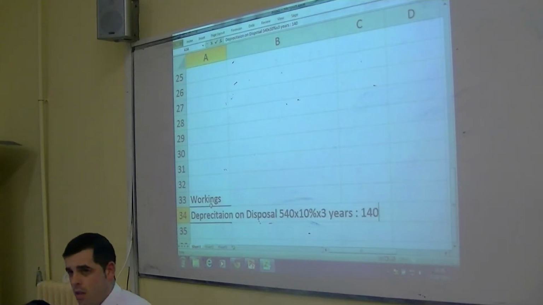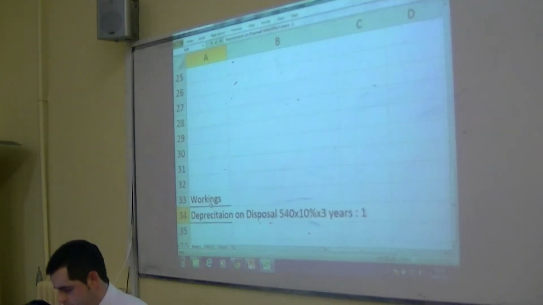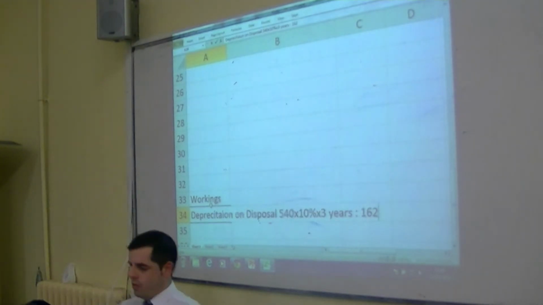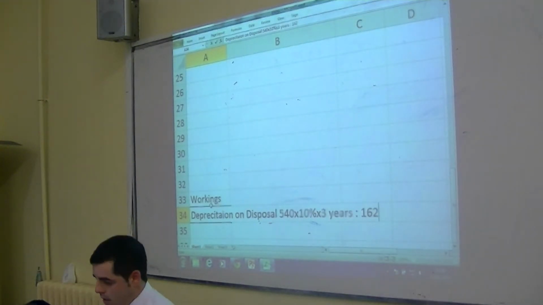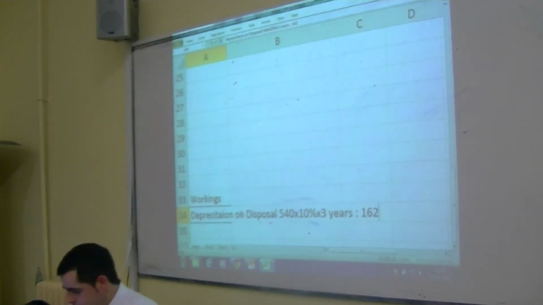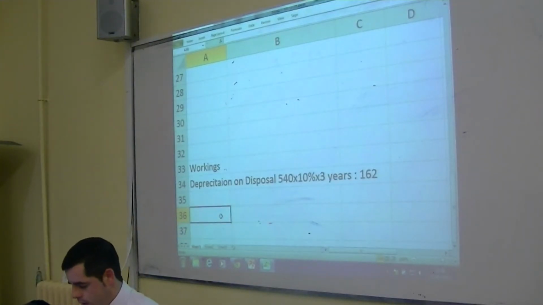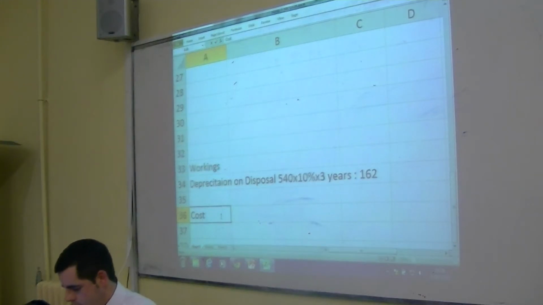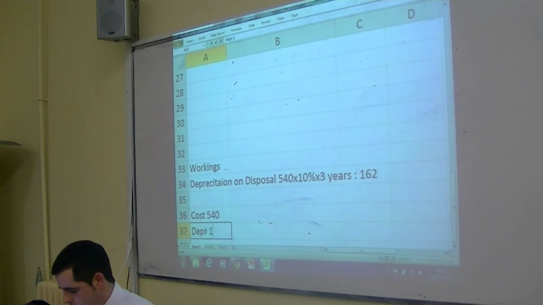Is it 162? Yes, 162,000 is the depreciation. Perfect. So that's for depreciation and disposal, 162. So if we just work out whether it's made a profit or loss, it cost 540. Right, depreciation was 162.